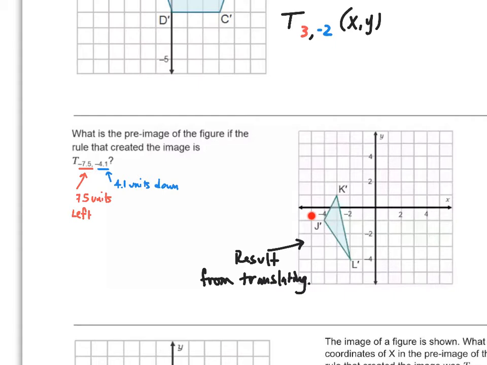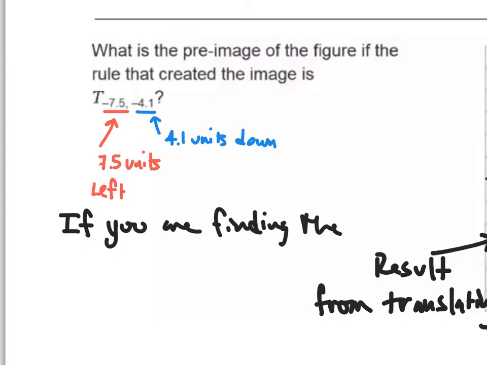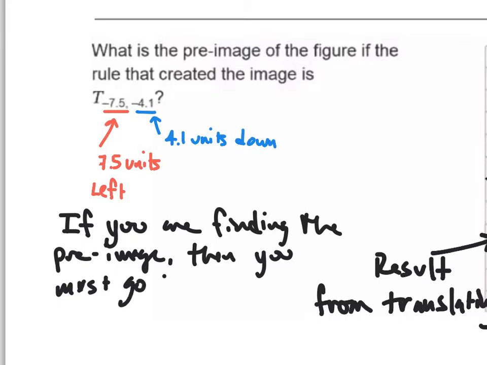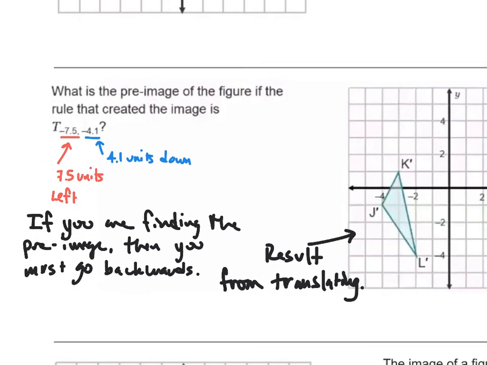So what I have to do if I'm finding the pre-image, I'm going to write this. If you are finding the pre-image, then you must go backwards. To go backwards, I have to look at my rule, and because I went 7.5 units left, that means that I need to go 7.5 units right on each of these.